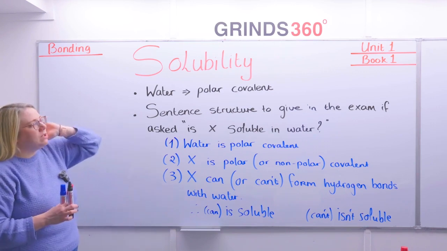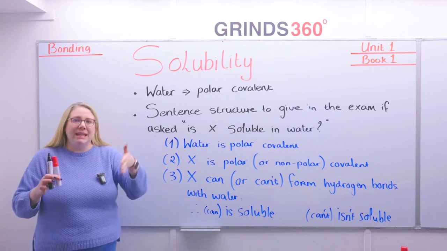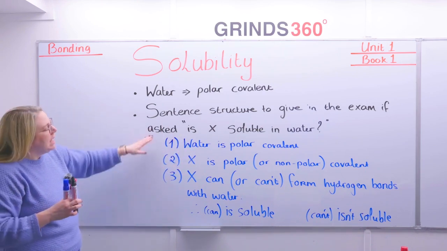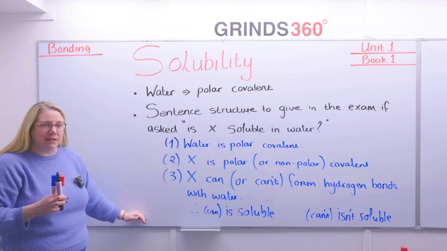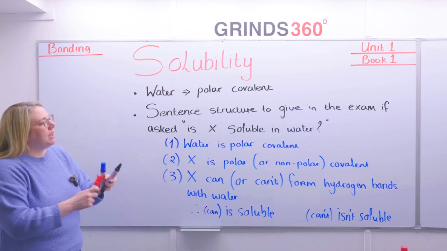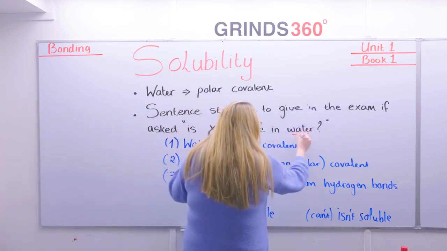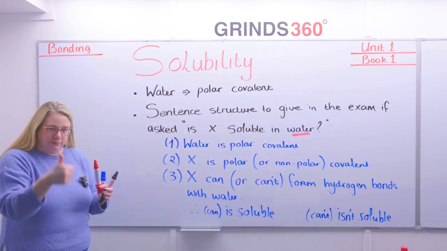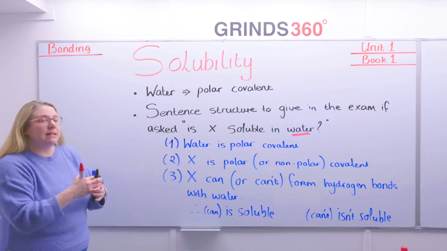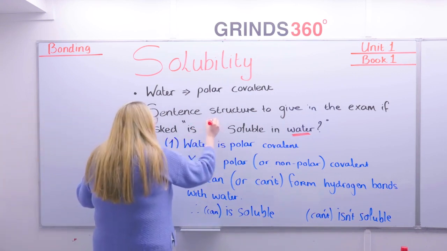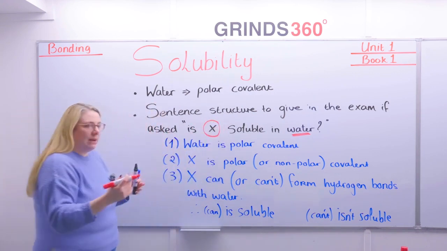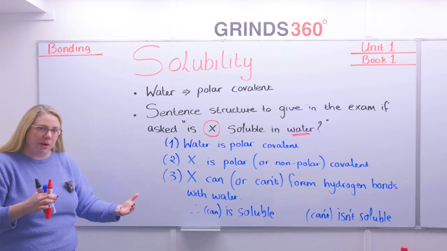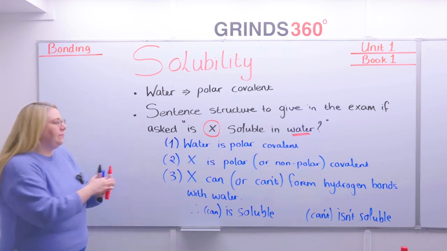Now, if you were asked to explain, is something soluble in water? Yes or no, and explain why. This is the structure that your sentence has to follow. Number one, because it said, is it soluble in water? You need to make a statement about the water. Water is polar. That's grand. Next, that's not enough though. You also need to say that whatever you are asked about, whatever the compound is, you need to state, is that polar or non-polar? That's the next one.